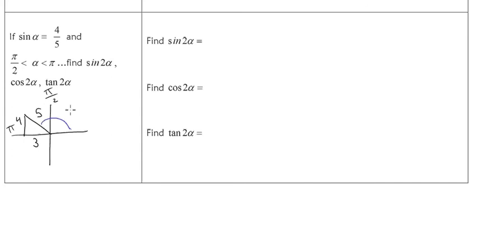And now we need to figure out what is sine of 2 times alpha. So sine of 2 alpha, from what we learned up top, is equal to 2 times the sine of alpha times cosine alpha. So that's equal to 2 times, what is sine alpha? Well, sine alpha is going to be 4/5.